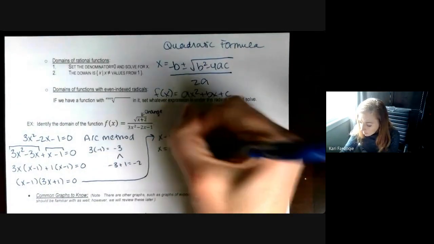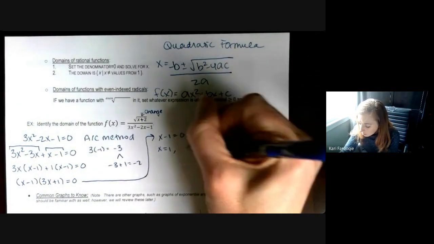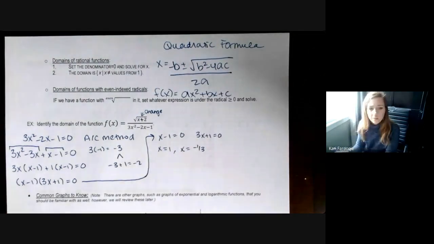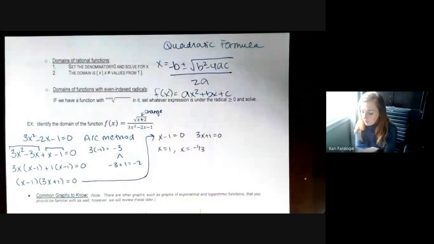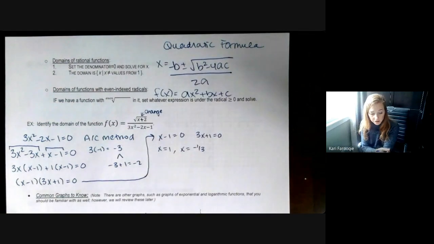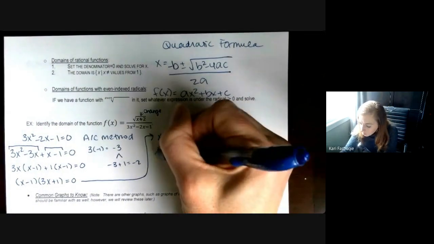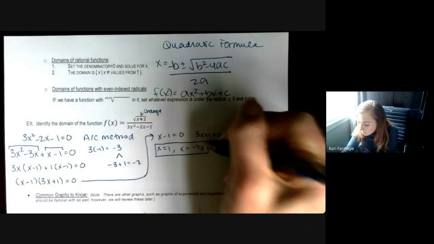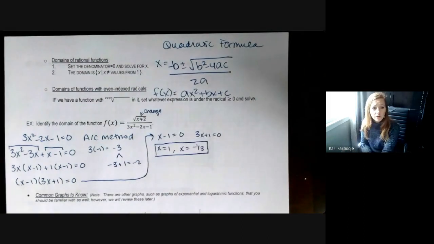So in this case, x equals 1, or x equals -1/3 (subtract 1, divide by 3), are values that we must exclude from the domain because these are values that end up making the denominator 0. So we're going to put this in interval notation in a minute. Right now I'm going to put a box around them so we can easily find them later. So those are the two values we're looking for.